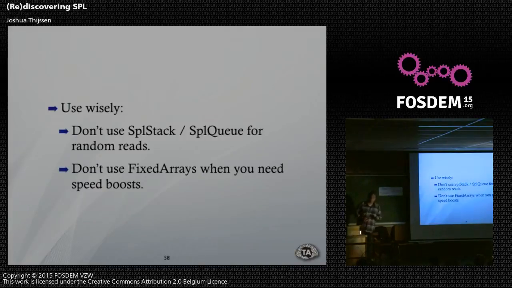The thing is, with the SPL data structures, really use them wisely. Don't use SPL stack or SPL queue when you do random reads. If you want to use element 6 and then 5000 and then 339, they're not good for that. They're awesome if you want to do 1, 2, 3, 4, etc. So if you want to do sequential stuff, but not for random reads. So this is what you have to think about.